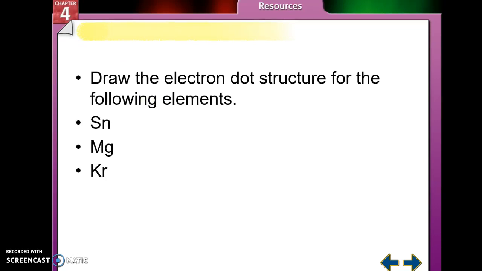So, we're going to draw the electron dot structure for the following elements. Sn is 10. And when you look up 10, it is in group 14. So that means it's got 4 valence electrons. 1, 2, 3, 4. If you look up magnesium, it is in group 2. So magnesium has 2 valence electrons. 1, 2. If you look up krypton on the periodic table, it's in group 18. So that means it has 8 valence electrons. 1, 2, 3, 4, 5, 6, 7, 8.